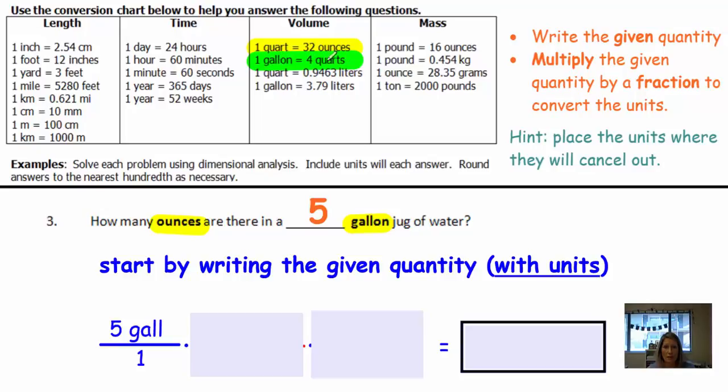Since we're starting with gallons, we use this green one: 1 gallon and 4 quarts. So we've got gallons on the top here, and we're going to put gallons on the bottom of our next fraction. Our conversion is gallons to quarts, so we're going to do quarts over gallons. Then 1 goes with the gallon and 4 goes with the quarts. So 4 here, 1 here.